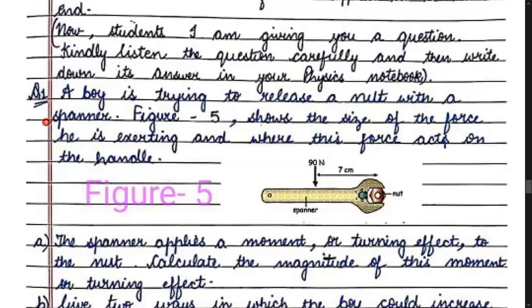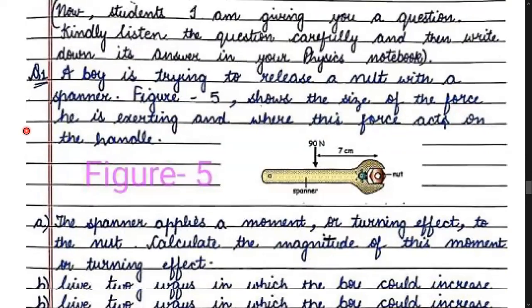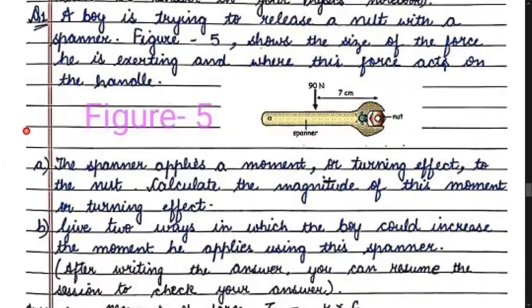Calculate the magnitude of this moment or turning effect. Children, moment or turning effect means torque. So kindly calculate the value, the magnitude of the torque. And part B is: give two ways in which the boy could increase the moment he applies using this spanner. Write down two ways how the boy can increase the torque of this spanner.